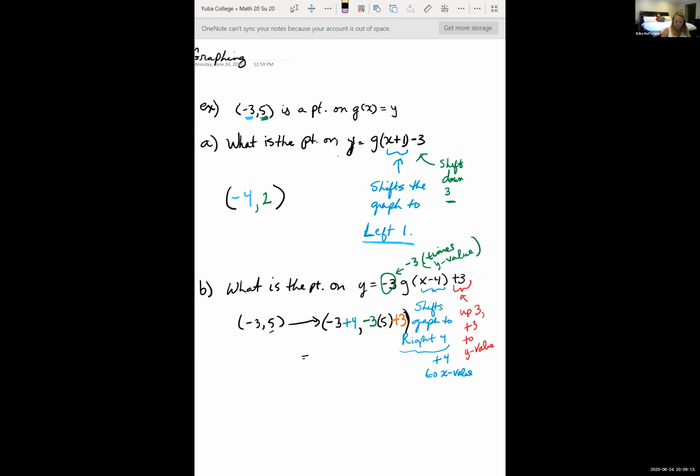Okay, so let's just simplify. So -3 plus 4, our new x value of our point with that transformation from -3, 5 is now 1. And our y value, -3 times 5 is -15 plus 3. -15 plus 3 is -12. So our new y value of that point that shifted is -12.